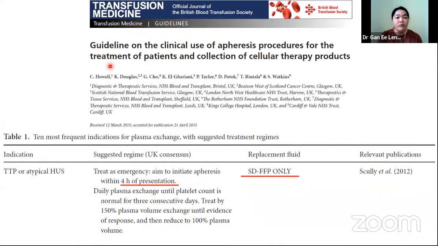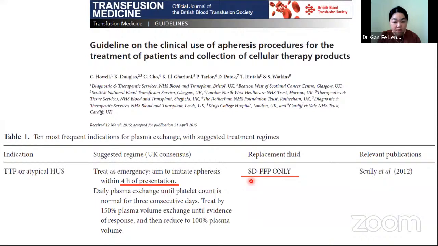The British Journal of Haematology paper, the guideline on the clinical use of apheresis procedures for the treatment of patients and collection of cellular therapy products, recommends that in TTP or atypical HUS, we use FFP.